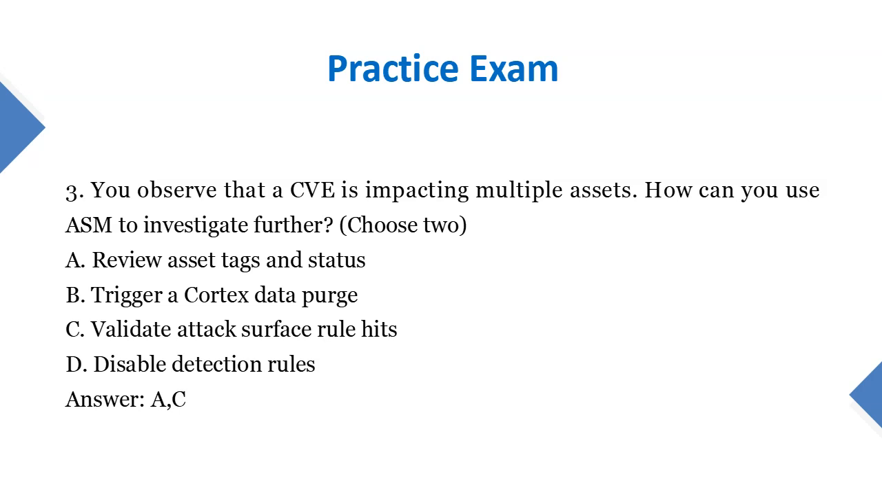3. You observe that a CVE is impacting multiple assets. How can you use ASM to investigate further? Choose 2. A. Review asset tags and status. B. Trigger a Cortex data purge. C. Validate attack surface rule hits. D. Disable detection rules. Answer: A, C.